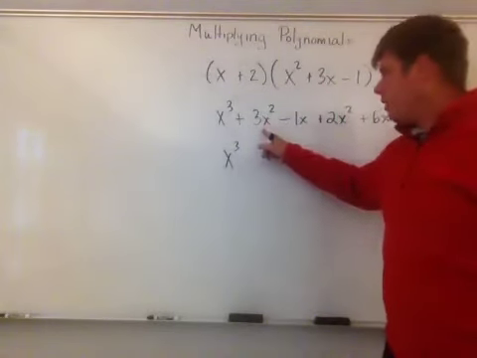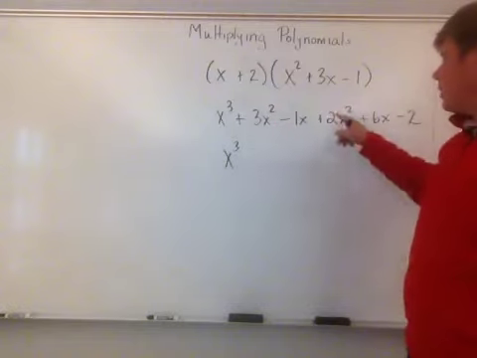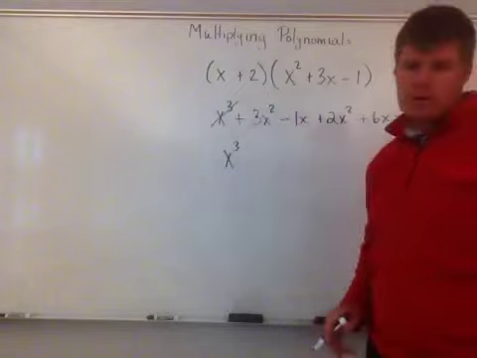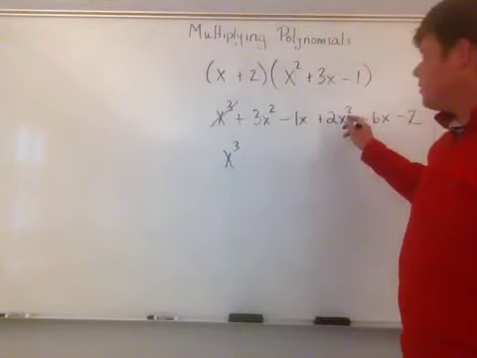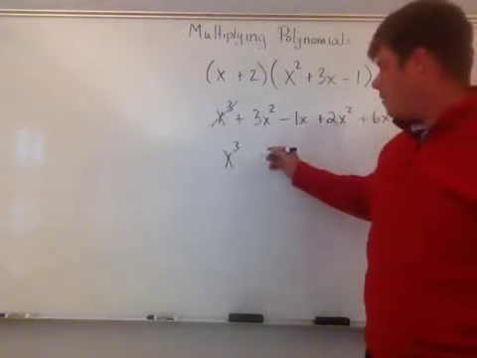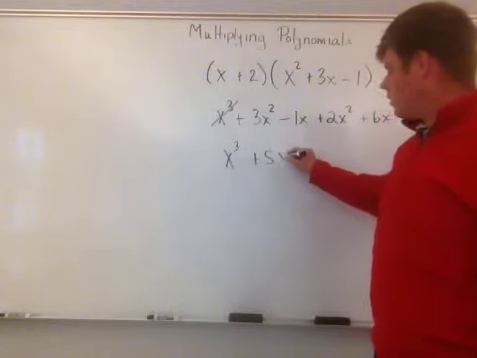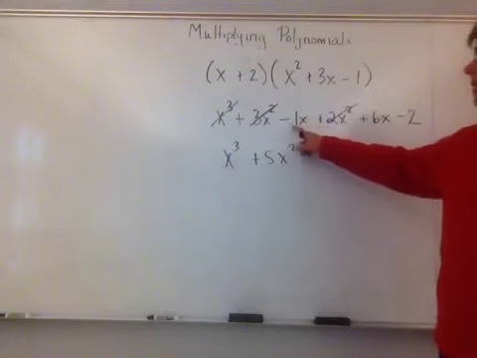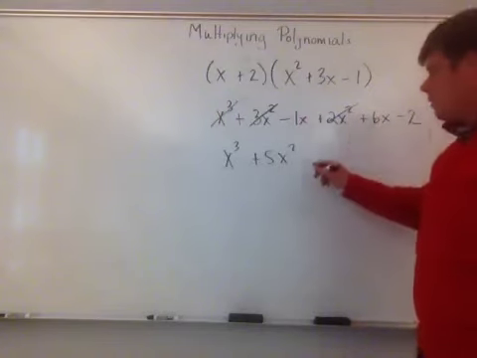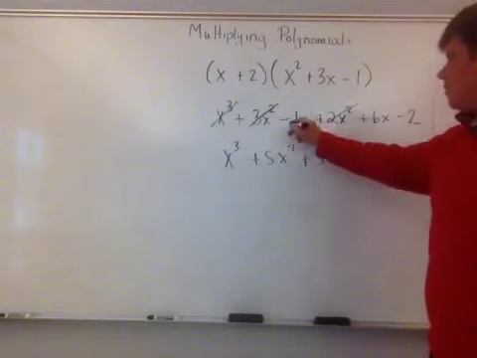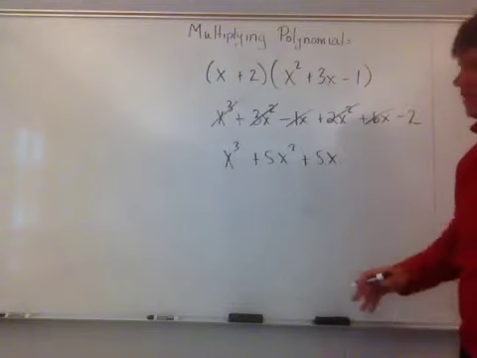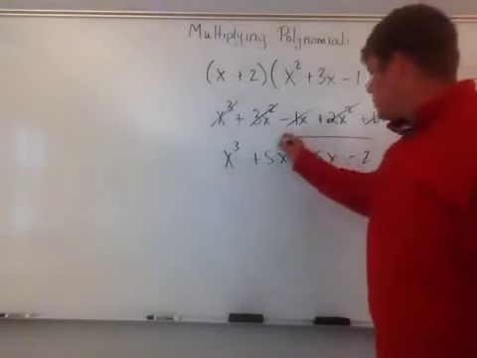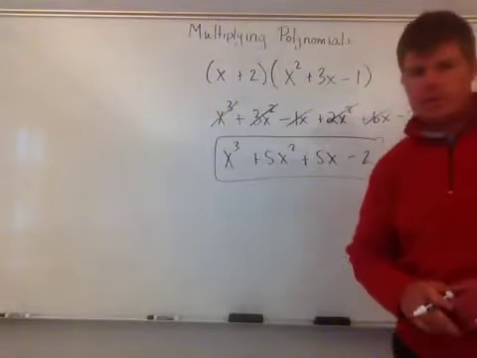And now I have x squared, so I'm going to look, are there any other x squared terms? I have a 3x squared and a positive 2x squared. Usually when I do this method, I'll cross them out once I'm done with them. So 3x squared and positive 2x squared makes a positive 5x squared. I'm done with those, so I've reduced those. The next thing I have is a negative 1x and a positive 6x, so that makes a positive 5x. Again, I'll cross those out. Now my last term is a negative 2, which doesn't have any other like terms. So my final answer to this one is x cubed plus 5x squared plus 5x minus 2.